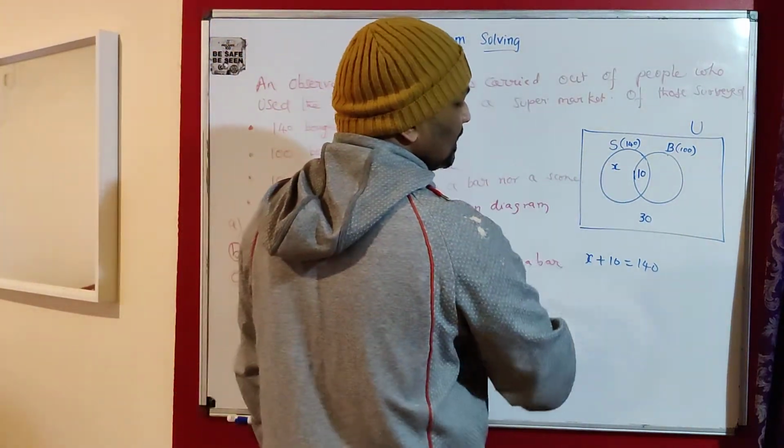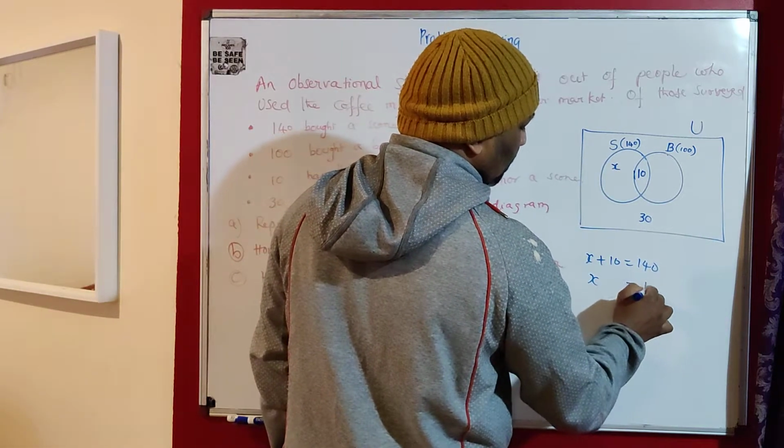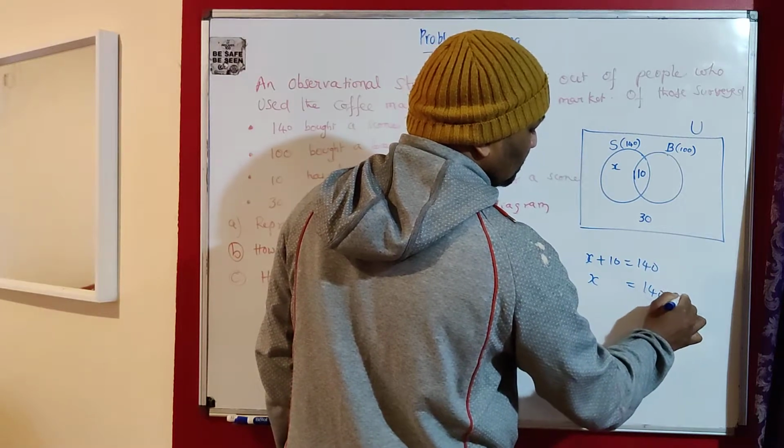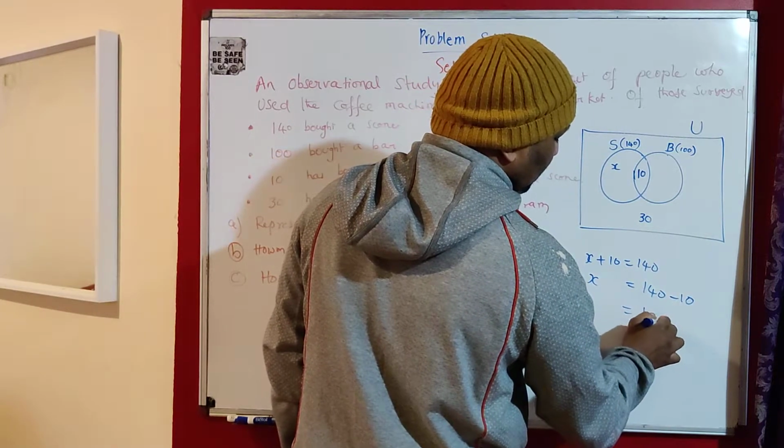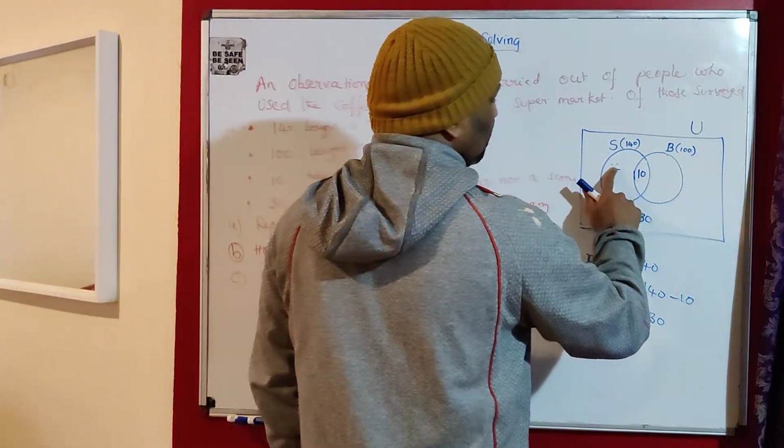Those people you consider as x. So x plus 10 is equal to 140. x is equal to 140, and if the 10 goes to the other side, it becomes minus 10. That is equal to 130. So we solved x, and that is 130. In place of x, you can write 130.